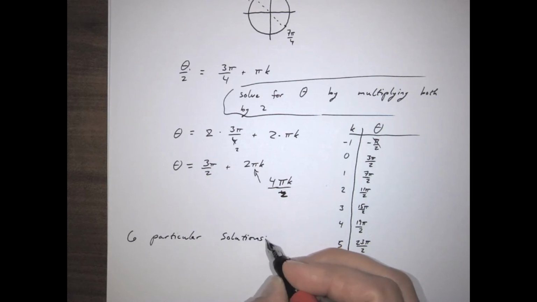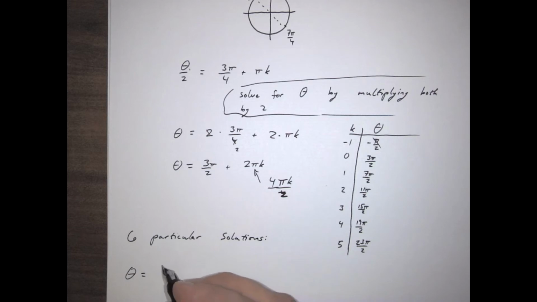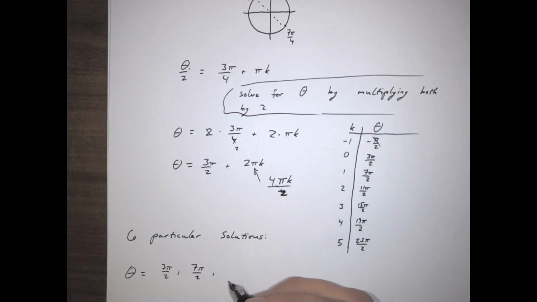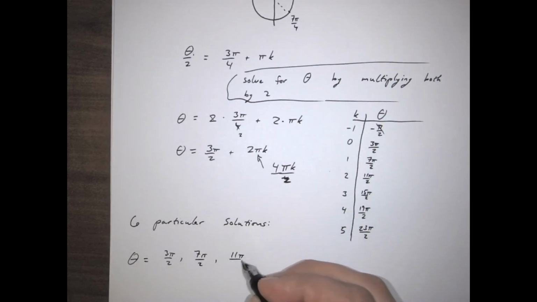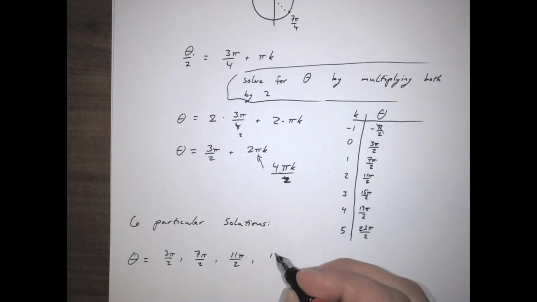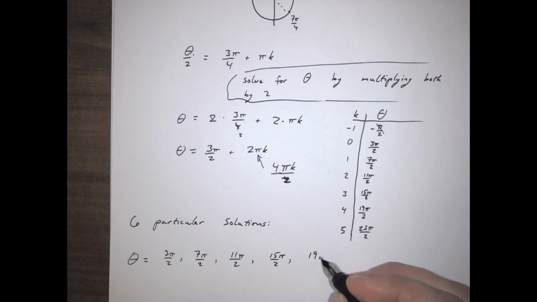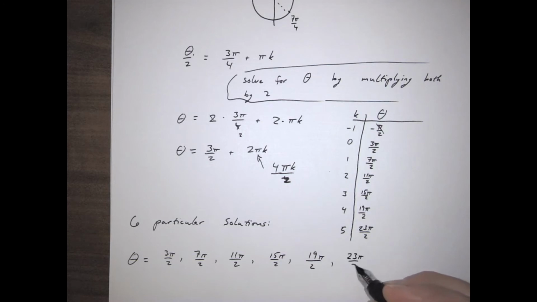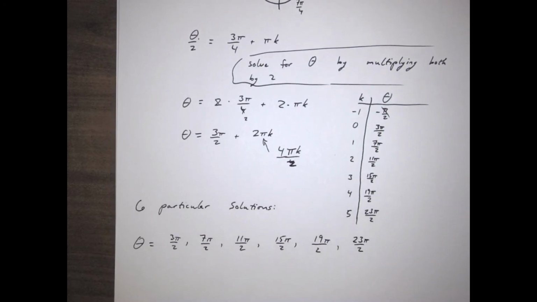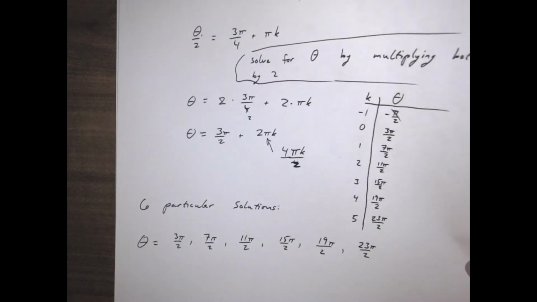That gives us 6 particular solutions of theta equals 3 pi over 2, 7 pi over 2, 11 pi over 2, 15 pi over 2, 19 pi over 2, and 23 pi over 2. All right, so that's type 2 of these problems, which is when we have a requirement of just finding a general formula for all the solutions.